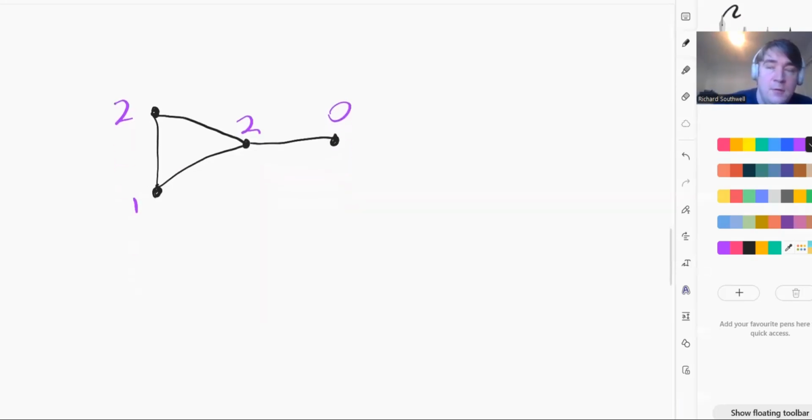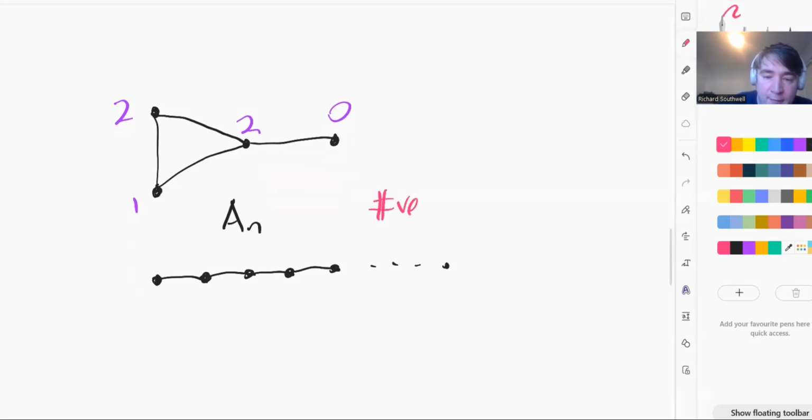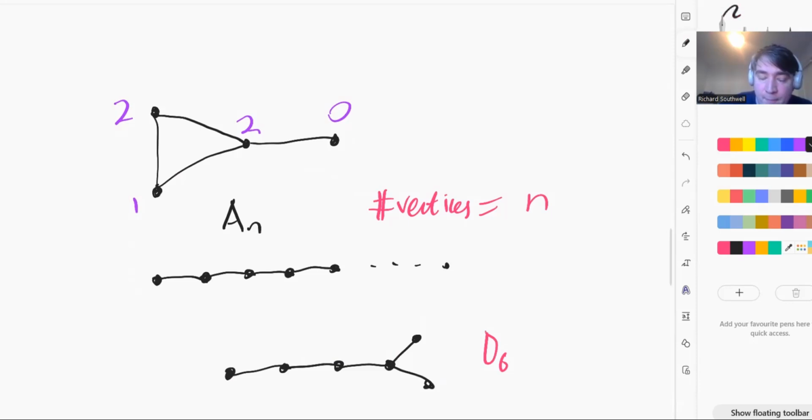So I'm going to show you three families of special graphs now. And the first one, these kind of graphs are called An. So this is A3, this is A4, this is A5. So An is a graph like this, where the total number of vertices is equal to n. Now, the Dn graph is very similar. It has n vertices, but it has a sort of fishtail at the end. So this one here would be, so this would be D6, for example.